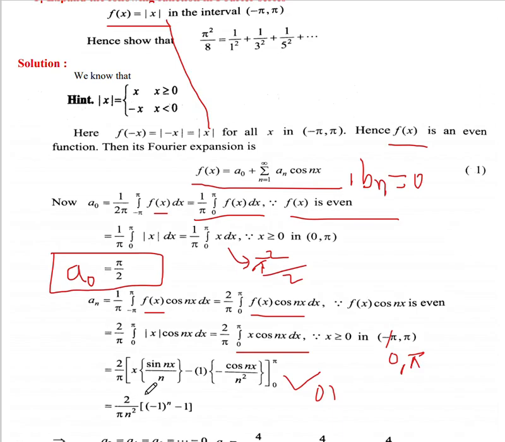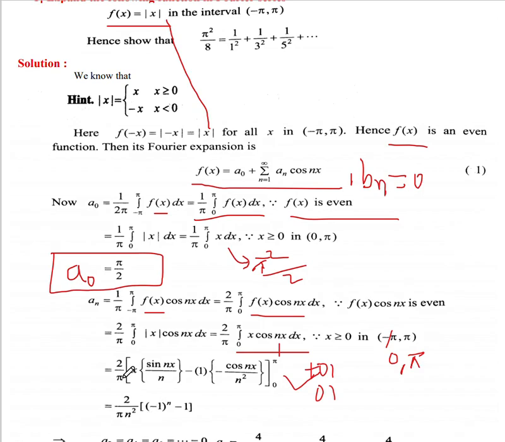So 2 upon pi x sin nx upon n as it is, minus, so the integration of sin nx will be minus cos nx divided by n, and with the earlier n present, n into n, that is n square, with limits 0 to pi. So by using this formula, now we know that sin nx at pi becomes 0.